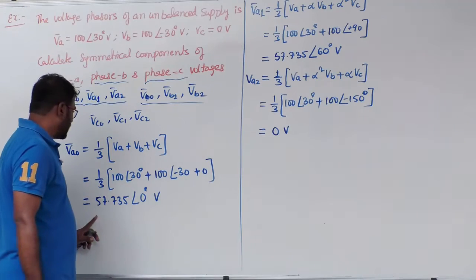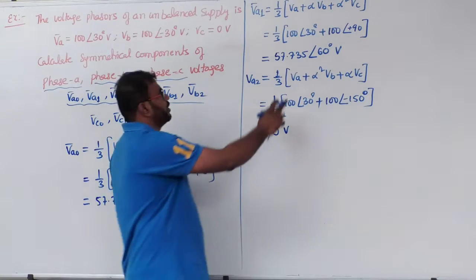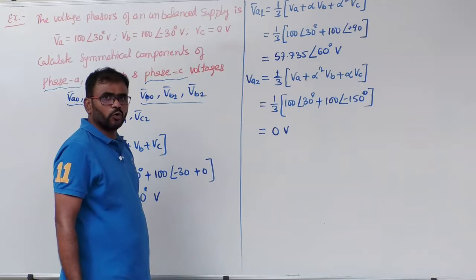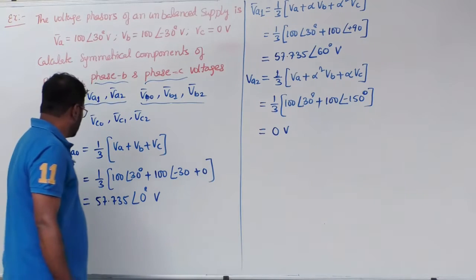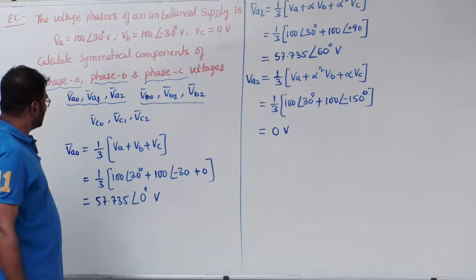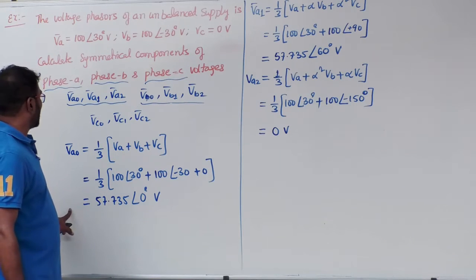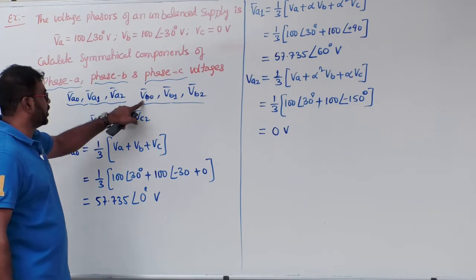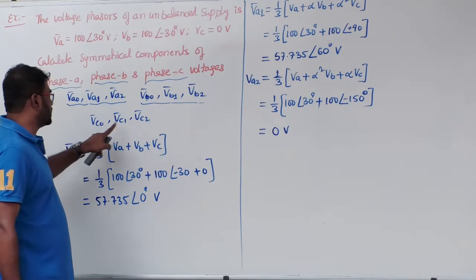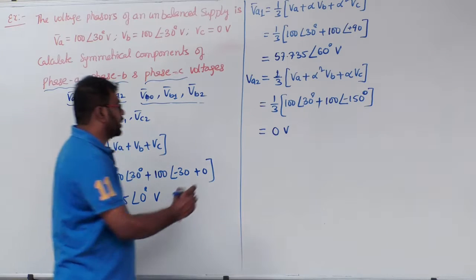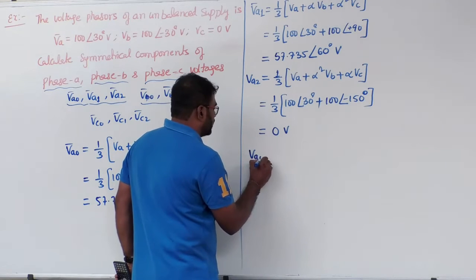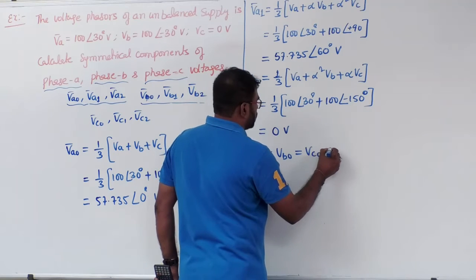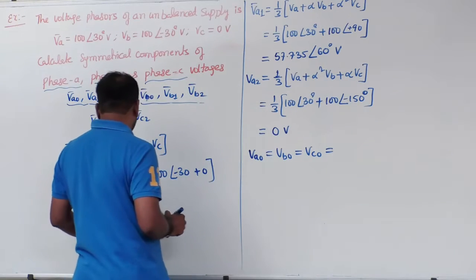So we got VA0, VA1 and VA2, and whose value is what? 0. Clear? Now just check what else he is asking. He is asking to calculate VA1, VB0, VB1, VB2, VC0, VC1, VC2. We have already done VA0. We know that VA0 equals VB0 equals what? VC0.